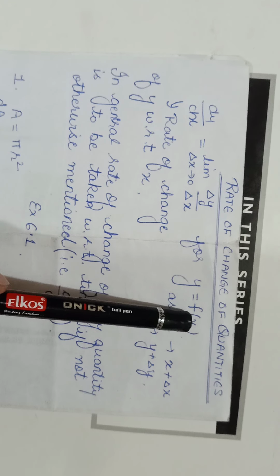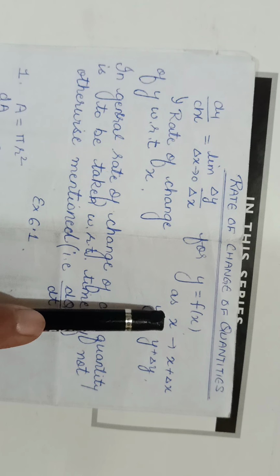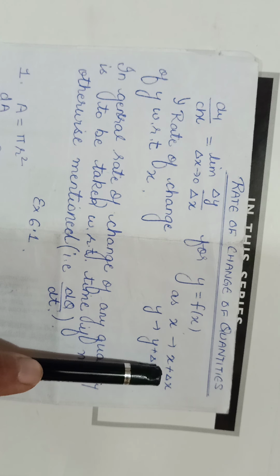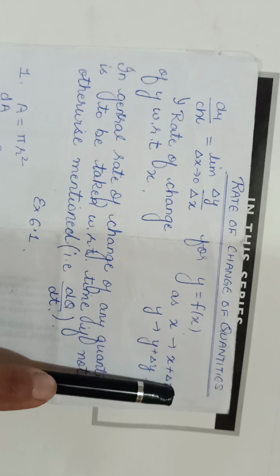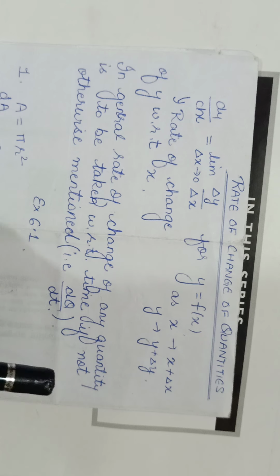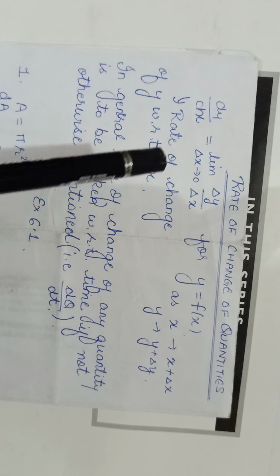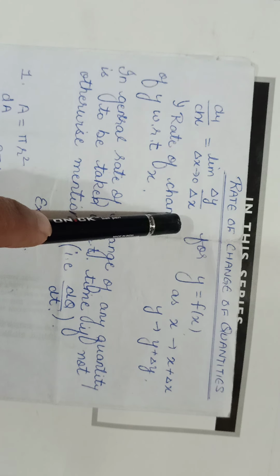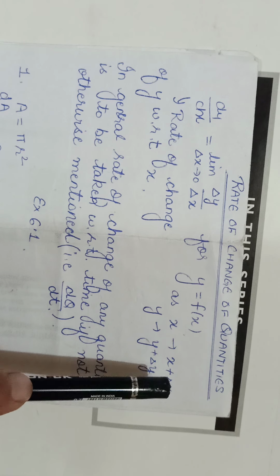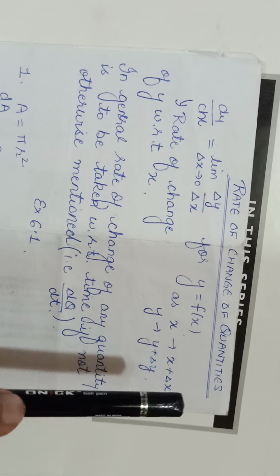So if y is a function of x, then if x changes from x to x plus delta x, this sign delta is for a very small change. Here we used h, if you remember. Like x plus h or x plus delta x comes to the same. So this delta x corresponds to h, which is a small change.